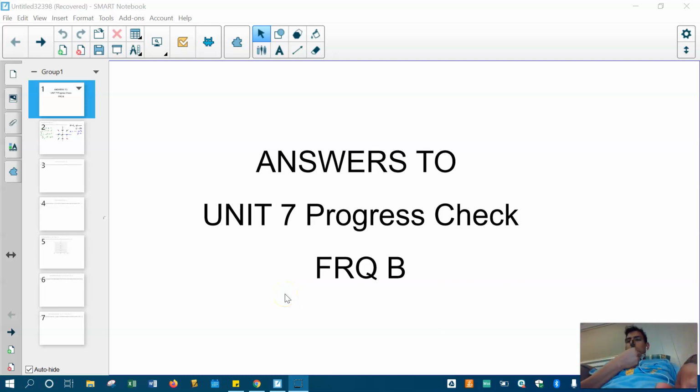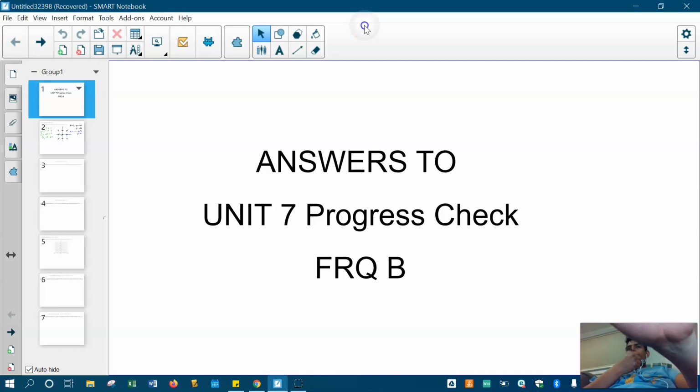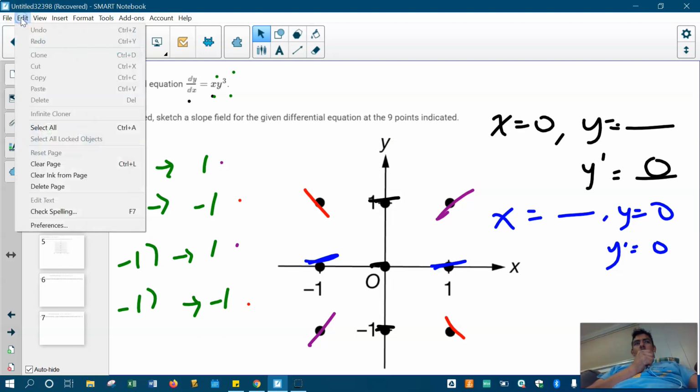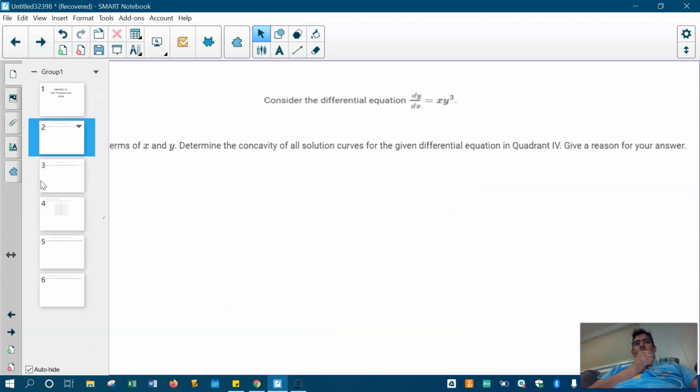Hello guys, it is 11:56, which is prime time for calculus time. We're doing the answers to Unit 7 Progress Check FRQ B. That was from Monday's assignment, and I forgot to clear all this out, so let's just do that.